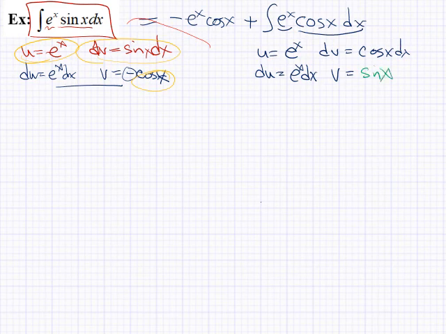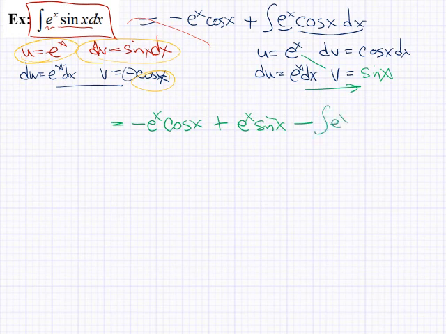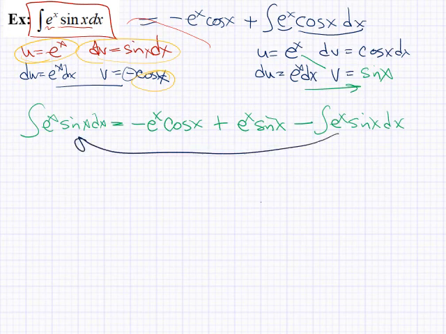So I'm going to have still the negative e to the x cosine x from the beginning, plus, now the next u times v is going to be e to the x sine x, minus the integral of v du, which would be e to the x sine x dx, which you notice is the original integral that we started with. So what I'm going to do is move this to the other side by adding it. If I add it, there was one here, I'm going to add another one, so now I have two of them.